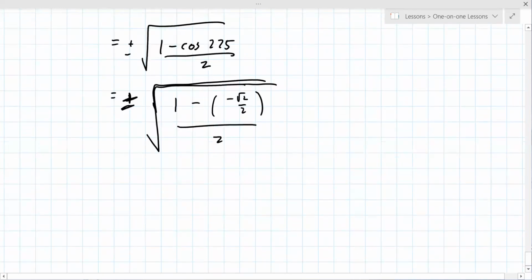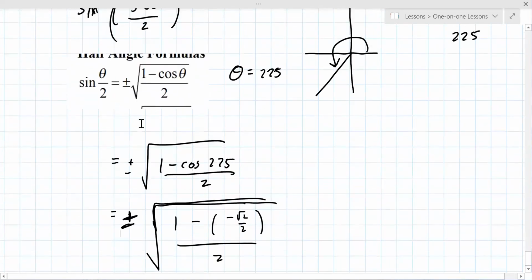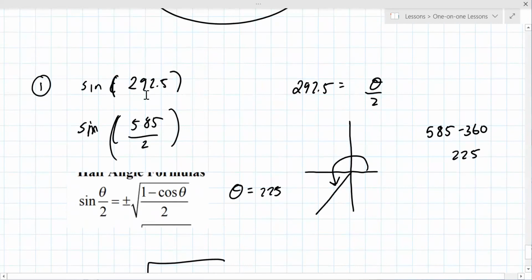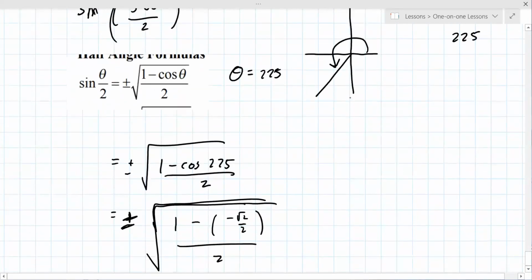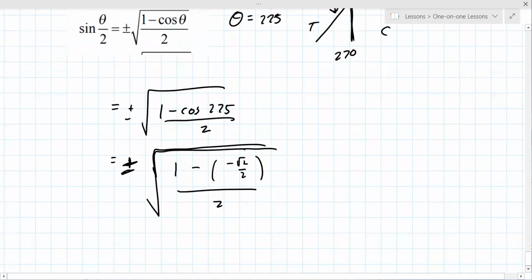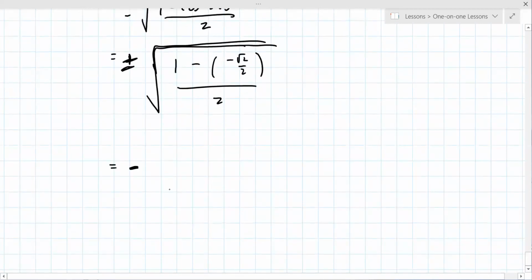Now based on the original angle, 292.5, where is it? Well, 270 is here, so it's over here in quadrant 4. Is sine positive or negative in that quadrant? Well, all students take calculus. Cosine's positive, so sine must be negative. So we grab the negative of this: the square root of 1 plus square root of 2 over 2, all over 2. And then there's some simplifying we can do from here.